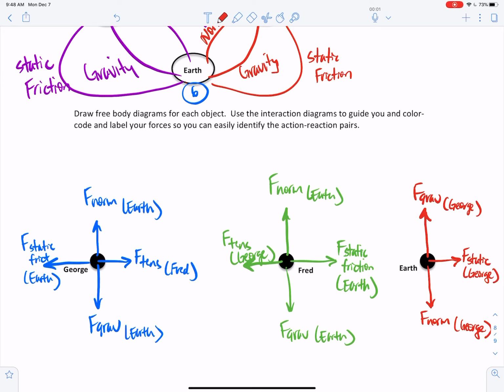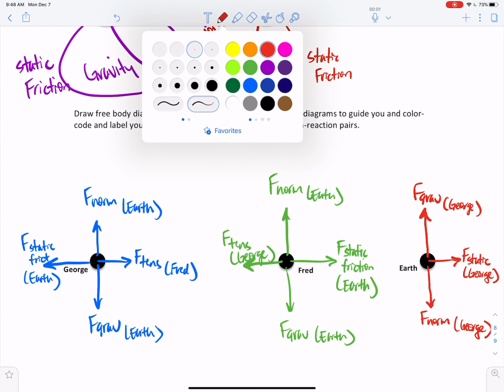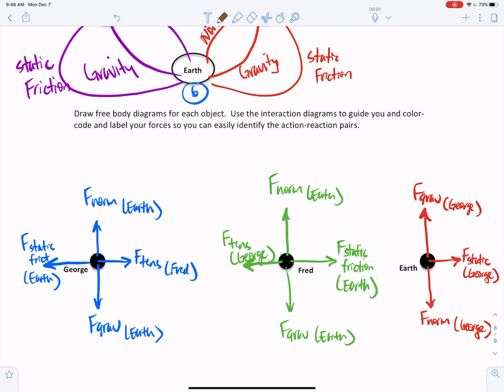If you want to double check that, if you're not convinced, remember the equal and opposite rule. So this would have a force pair, right? Where's the force pair? Where's the equal and opposite force? So this is the force of static friction on the Earth from George. The pair would be the force of static friction on George from the Earth. And that's right here. That's the pair. So they are, in fact, opposite directions. So we got the direction right.